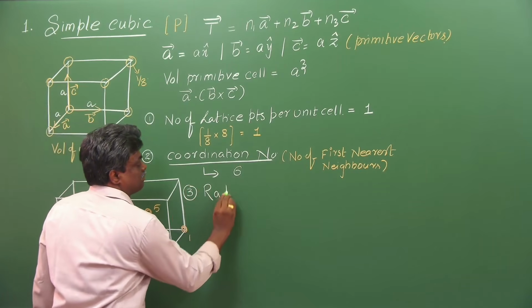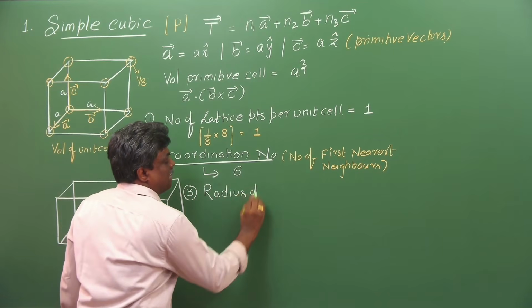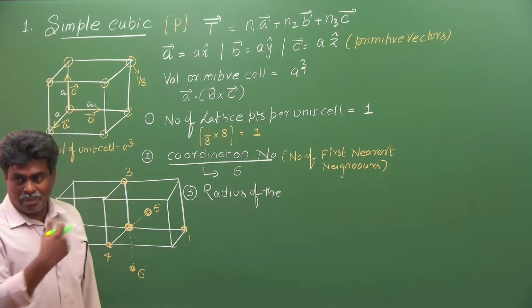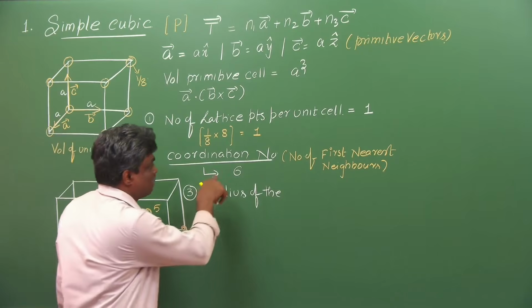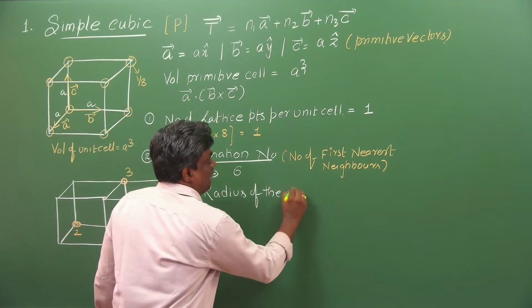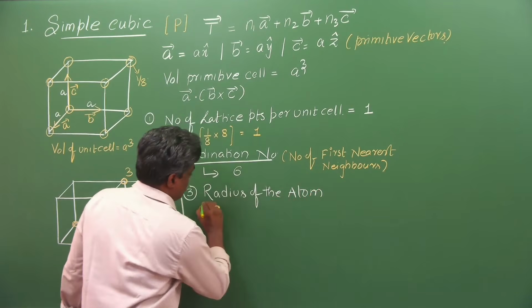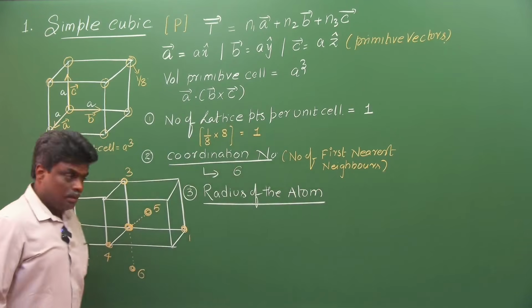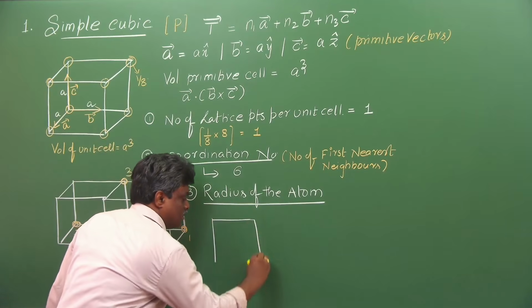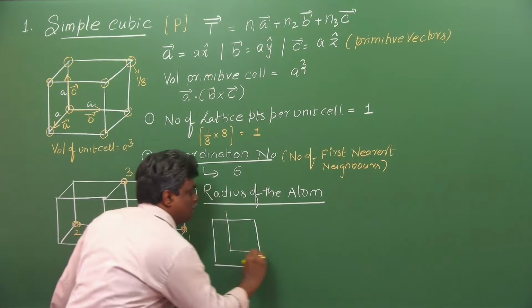Next, third one, radius of the atom. All these things you should remember, not simply write, you should remember also. That's why I am explaining how we got it, so at least if you forget, you can derive it. How to get the radius of the atom. Again I am taking the simple cubic structure, primitive cell or unit cell, whatever it is.